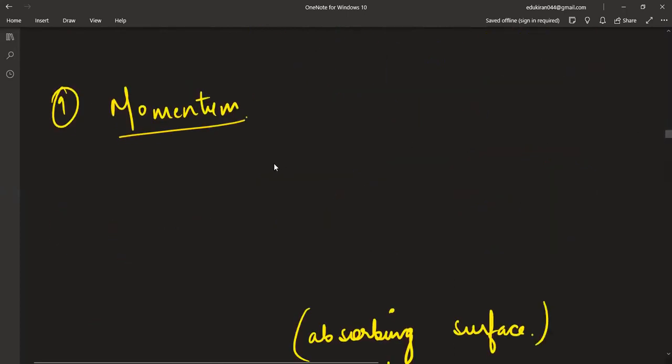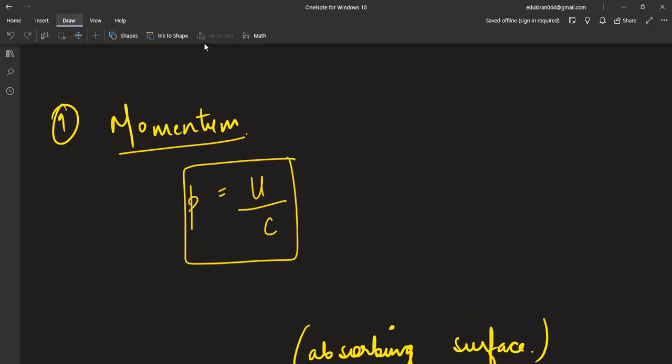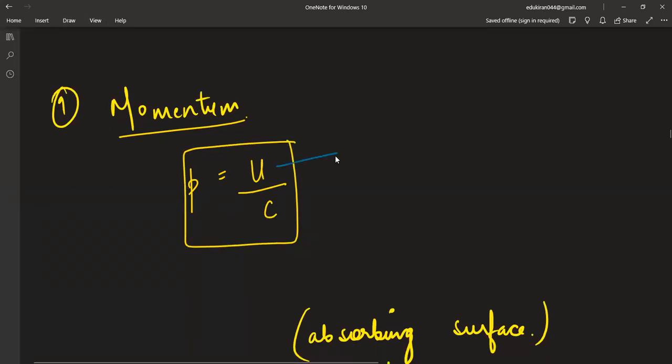There's a relation between the energy and the speed of light, which is occurring, and momentum. Momentum is the product of mass and velocity, which we had studied earlier. Here, in terms of waves, when we are talking about EM waves, this is the ratio of energy to the speed of light. This is the energy by the speed of light.